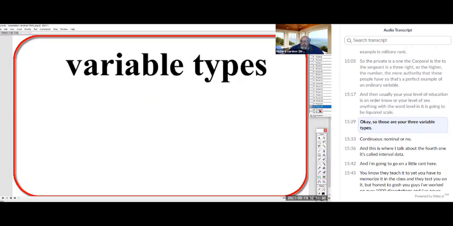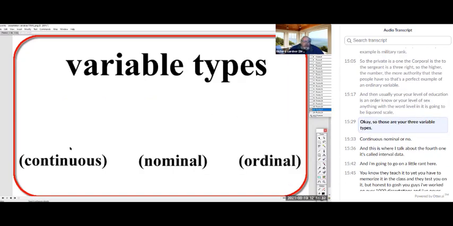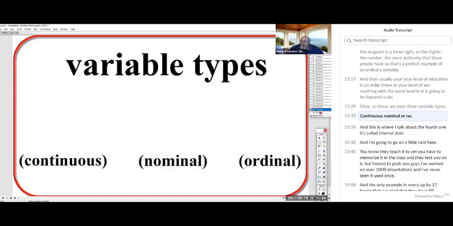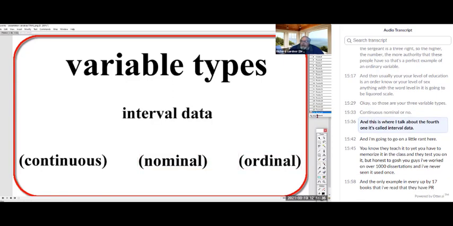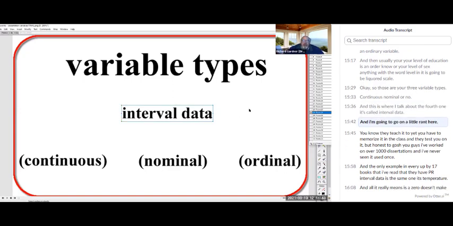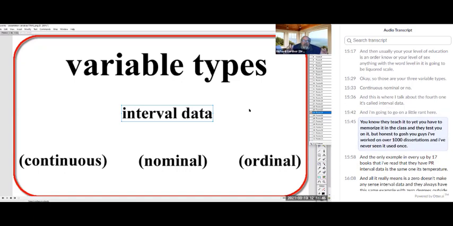Okay, so those are your 3 variable types: continuous, nominal, ordinal. And this is where I talk about the 4th one. It's called interval data. And I'm going to go on a little rant here. You know, they teach it to you. You have to memorize it in a class, and they test you on it.